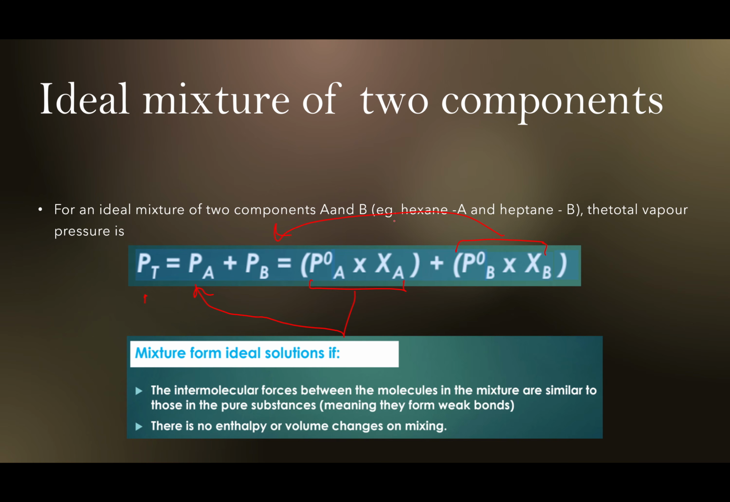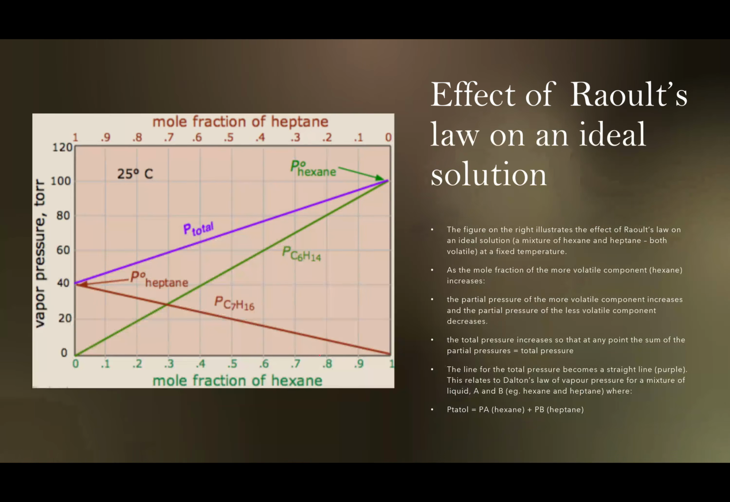So mixtures form ideal solutions if the intermolecular forces between the molecules in the mixture are similar to those in the pure substances, meaning they form weak bonds, and there is no enthalpy or volume change on mixing. So if there is no enthalpy or volume change on mixing, and they're really similar, such that all intermolecular forces are weak, then we're going to have an ideal solution. So we have that there. That should be more or less fine.